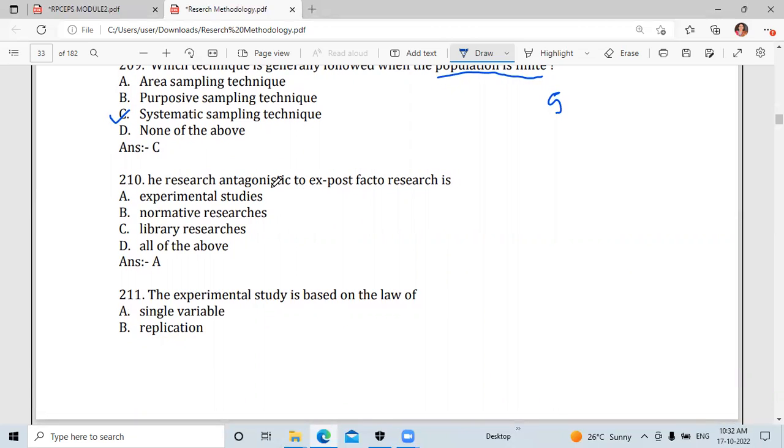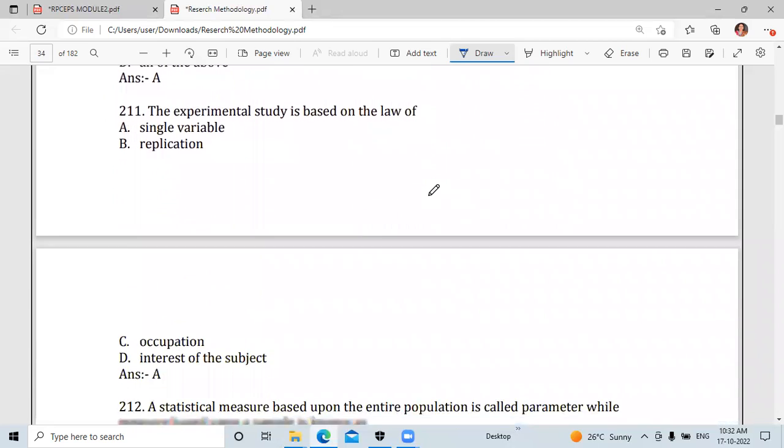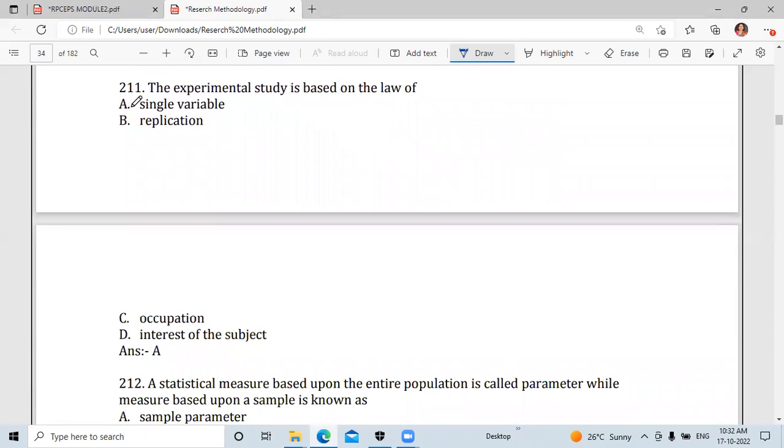Antagonistic to exposed factor research is experimental studies. Exposed factor research is experimental studies. Experimental studies, you remember, ex post facto research. Experimental study is based on the law of single variable.